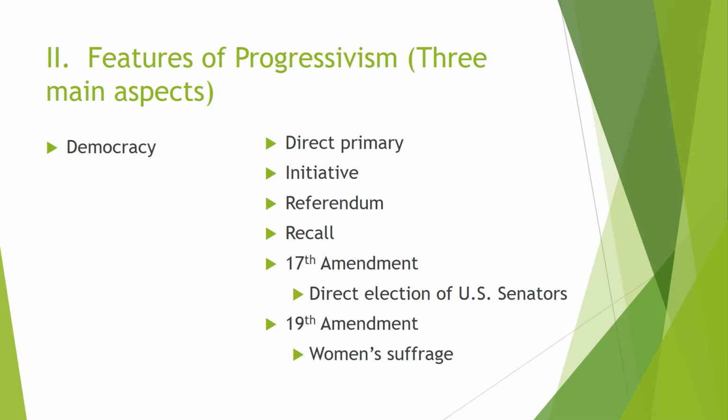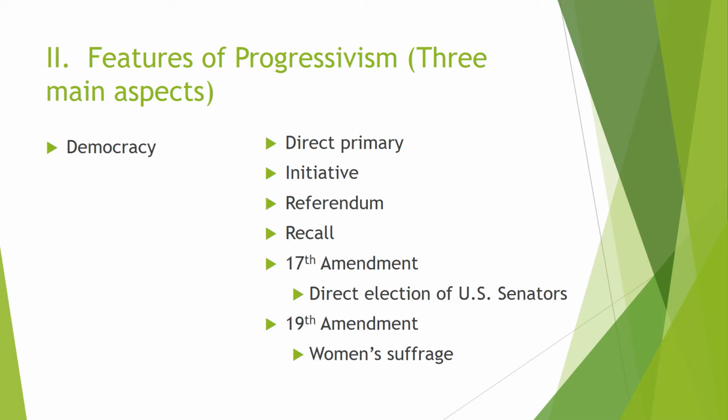Others have looked at progressivism as categories, like what kinds of changes people were looking to initiate. We could really look at an expanded number of categories, but in order to keep things simple, we're going to focus on three. And the first of which is democracy.